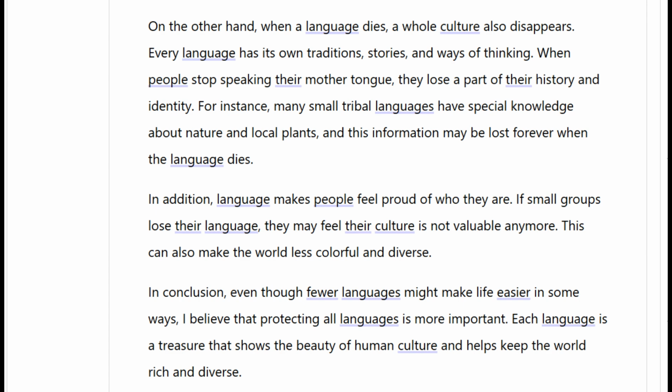Now let's understand the conclusion. Conclusion. In conclusion, even though fewer languages might make life easier in some ways, I believe that protecting all languages is more important. This sentence restates the opinion clearly. Then, each language is a treasure that shows the beauty of human culture. This gives a meaningful ending to the essay. Always remember, a good IELTS conclusion should summarize the main idea, restate your opinion, and end naturally. Do not add new ideas in the conclusion.